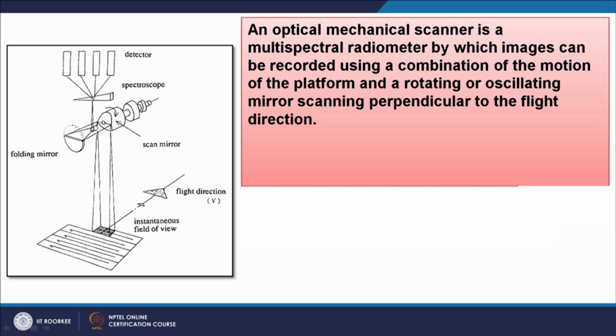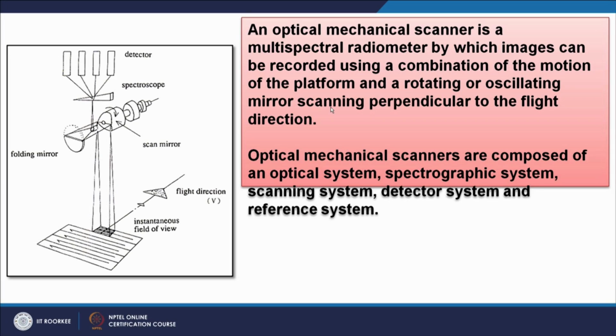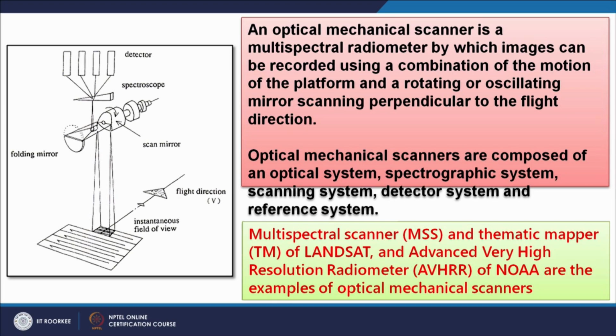An optical mechanical scanner is a multispectral radiometer by which images can be recorded using a combination of motion of the platform and a rotating or oscillating mirror. Optical mechanical scanners are composed of an optical system, a spectrographic system, a scanning system, a detector system, and a reference system. So all are there. Again, here you have a flight direction and a scan line direction, and it records the data. Multispectral scanners on board Landsat MSS and TM, and NOAA AVHRR, are all examples of optical mechanical scanners.